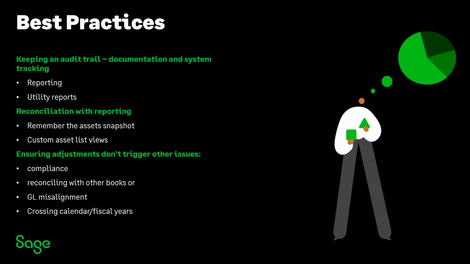So some best practices, I always like to throw these in. Keeping an audit trail, documentation, system tracking. So reporting, I'm going to touch base a little bit on these utility reports. If you have the depreciation Premier version, which is the SQL version, there are utility reports that are really amazing audit trail on any changes on these assets.